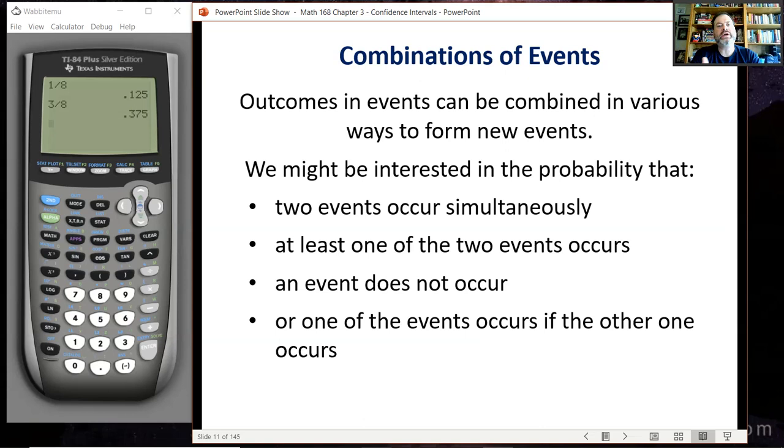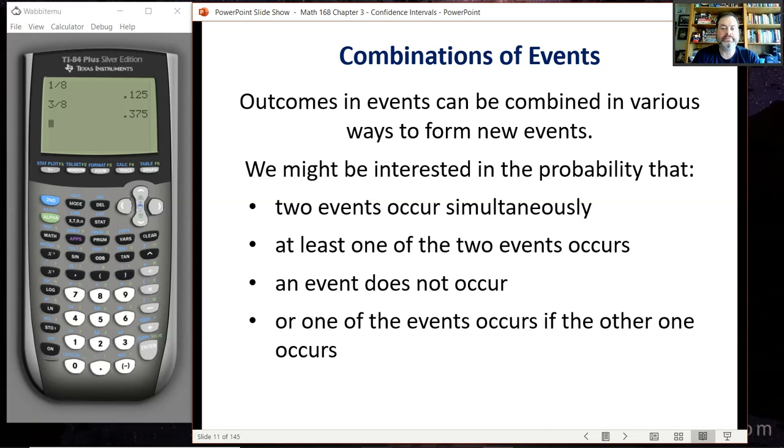All right, now we're going to look at how to combine events. So outcomes and events can be combined in various ways to form new events. We saw it earlier with the coin flipping. Let's go into more detail. We might be interested in the probability that 2 events occur simultaneously, at least one of the 2 events occurs, an event does not occur, or one of the events occurs if the other one occurs. All of these have special names, and we're going to go into detail with all of them right now.